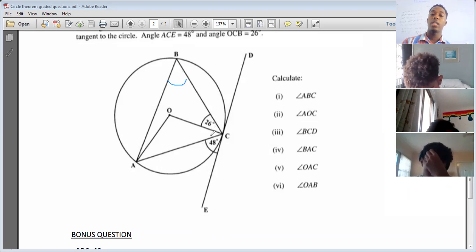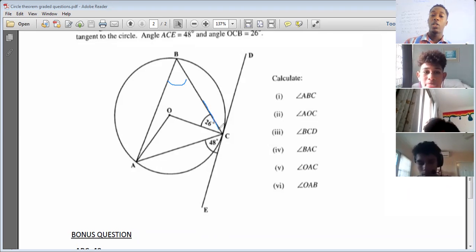Are you seeing that this 48 here is touching a chord and also a tangent? And the angle created at B, look at it. Isn't this B line touching the tangent, and isn't it also touching the chord? Yes, sir. Right. So therefore, this is 48.